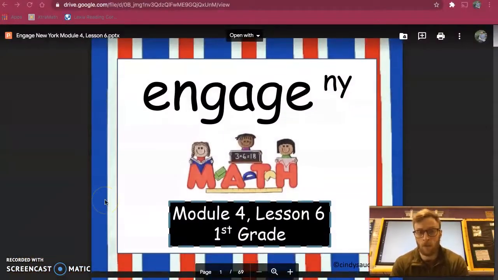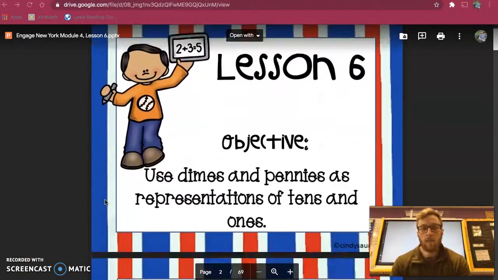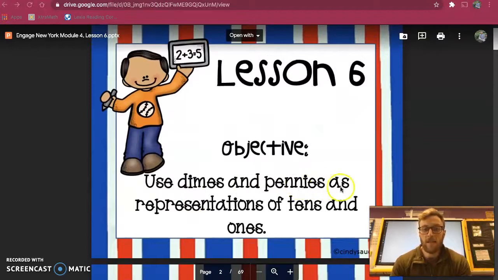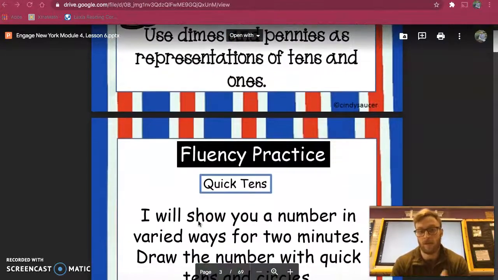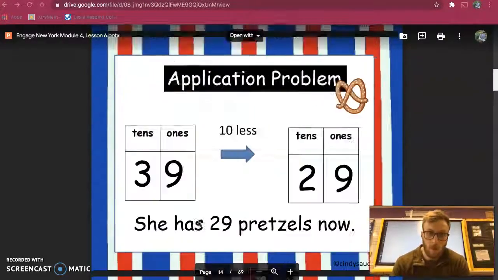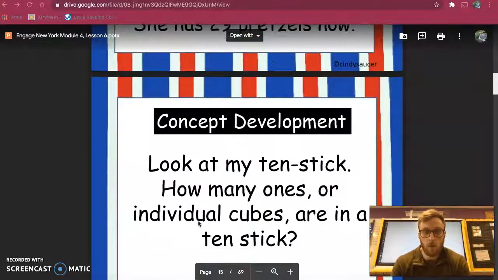So today, Module 4, Lesson 6. And our objective is to use dimes and pennies as a representation of tens and ones, because a dime is 10 cents and a penny is 1 cent, so tens and ones, okay? So I'm going to come on down to right here.